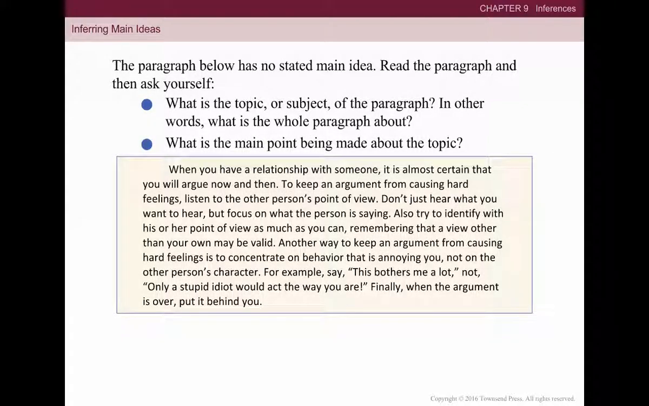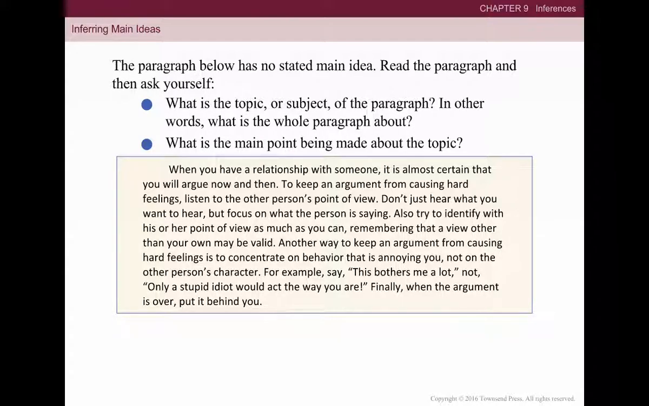Okay. The paragraph below has no stated main idea. So, when I ask you for the main idea, it's not going to be a sentence in there. Read the paragraph and then ask yourself, what is the topic or subject of the paragraph? In other words, what is the whole paragraph about? What is the main point being made about the topic? All right. Nucci, you want to read this one?